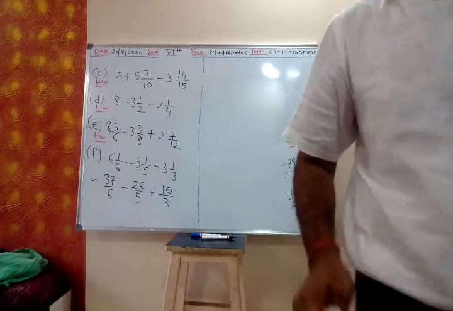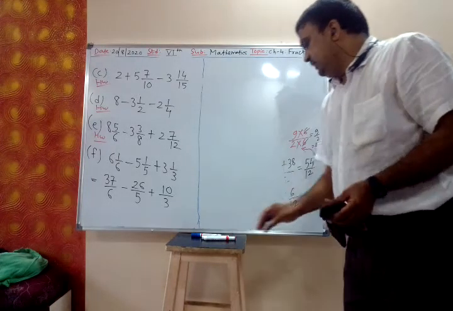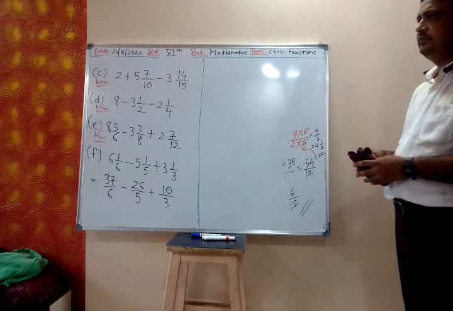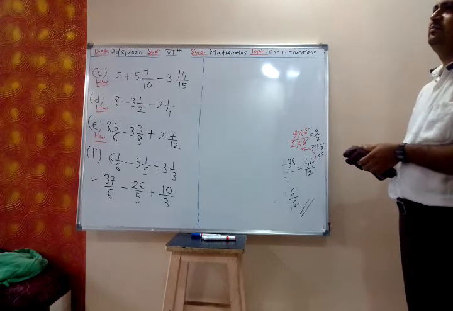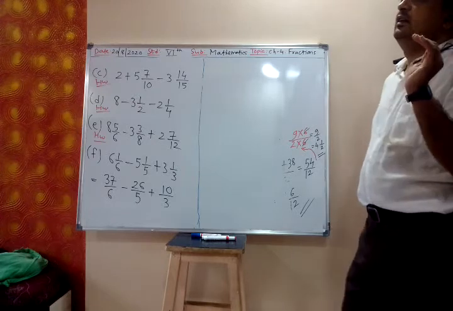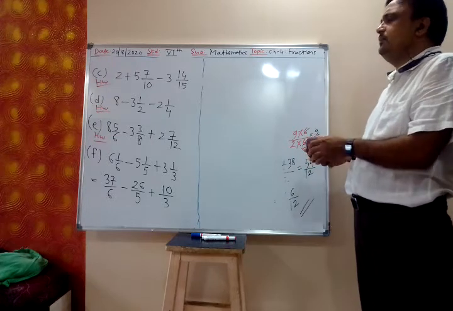Just now somebody asked, can 54 upon 12 be reduced? I said yes, you can reduce 54 upon 12 by writing 54 as 9 into 6 and 12 as 2 into 6. 6 gets cancelled, 9 upon 2 is left. 9 upon 2 is 4 and 1 by 2. Yes, before writing them as mixed fractions, you reduce them to the lowest terms.